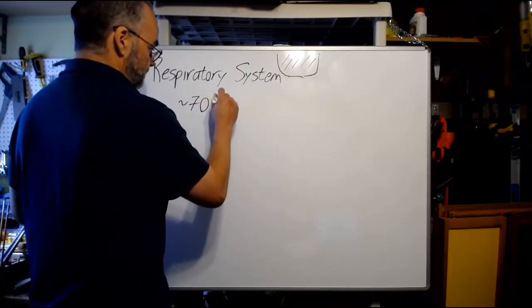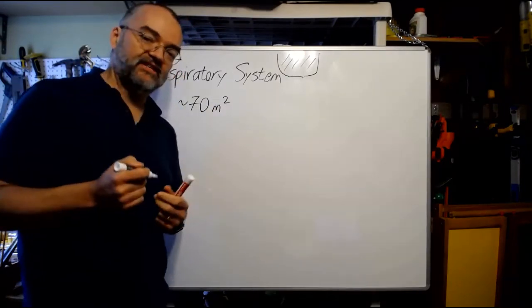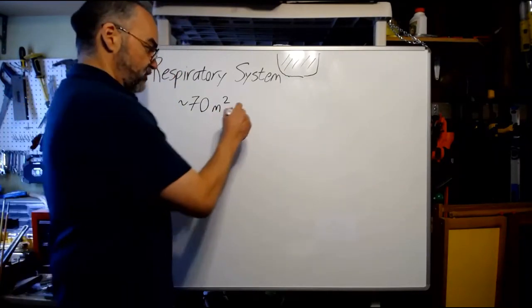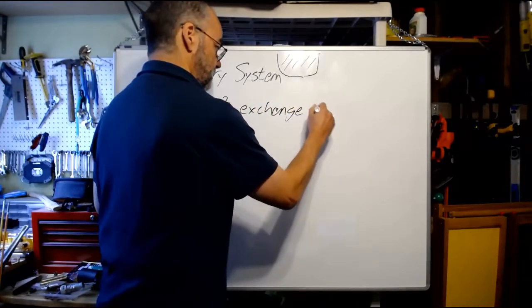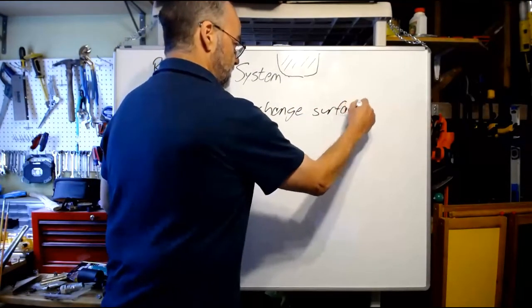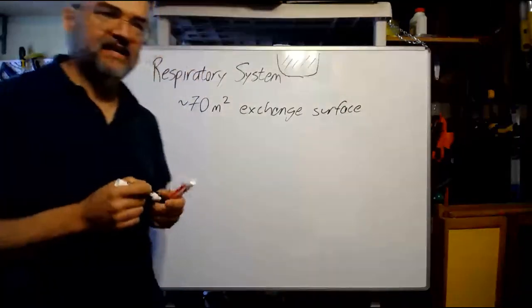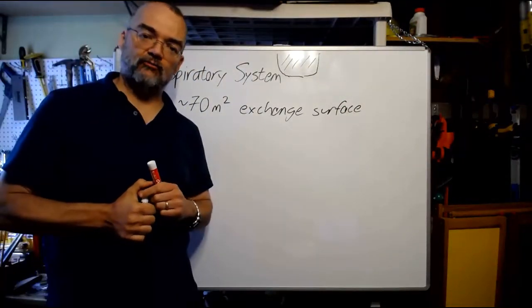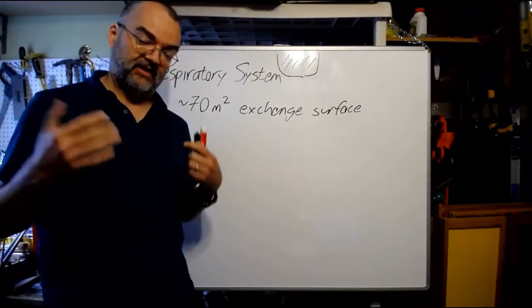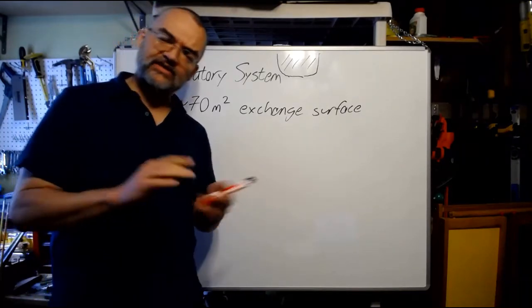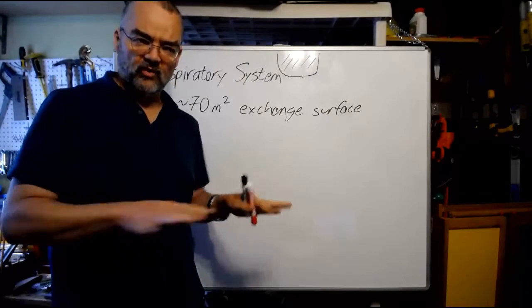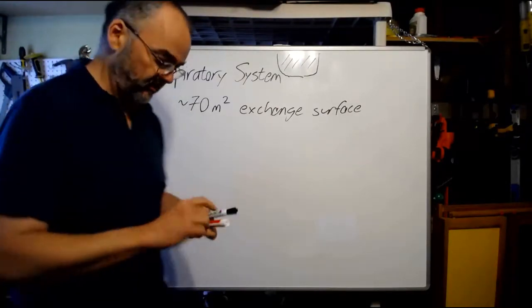we have about 70 square meters of exchange surface. That's about a 25-foot square room. The floor of that is about how much space each of us has in order to exchange gases. So what does that surface look like? What do we have to have on that surface for it to work?